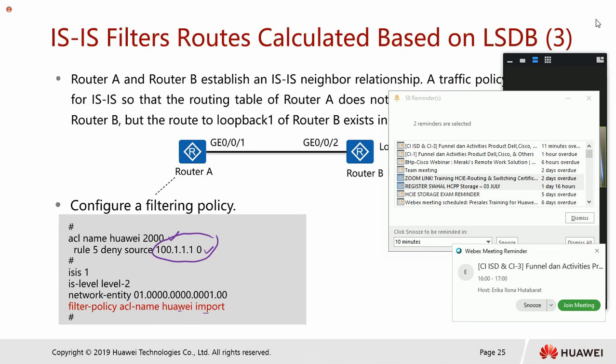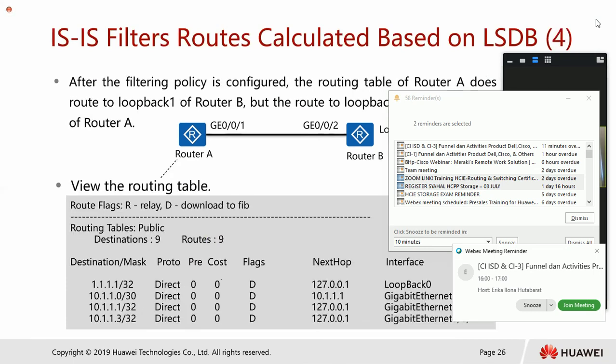So after you're done with the filter policy, you should see this result. You should see that 100.1.1.1 will be missing from your routing table, but your database still has this information. It's just that you do not do calculation on this. You will not do any calculation to the destination of 100.1.1.1. The route is filtered, but the LSP is still inside your database. Okay, that is how we perform the filtering. So far, okay?